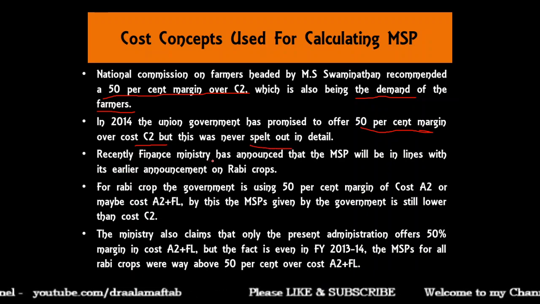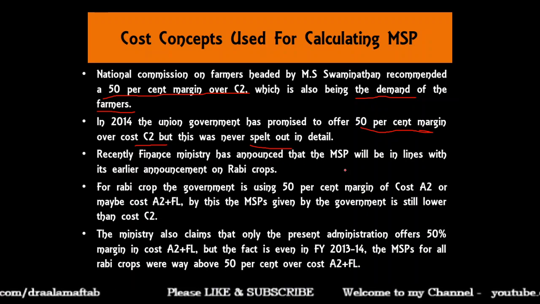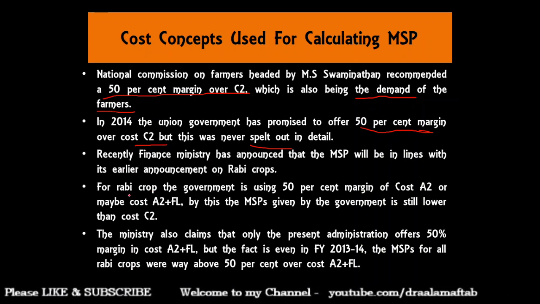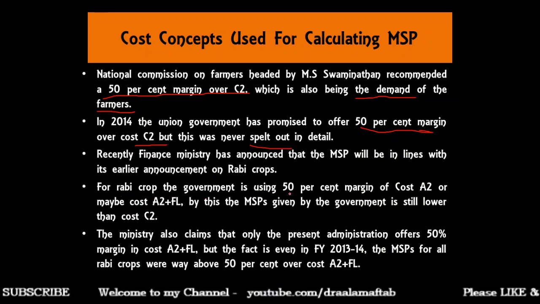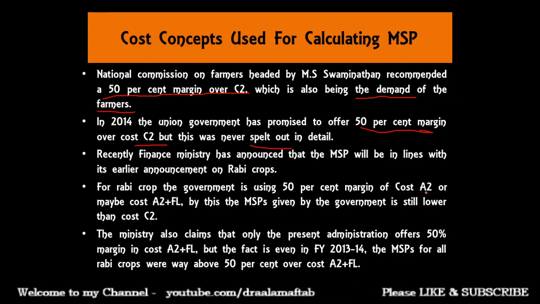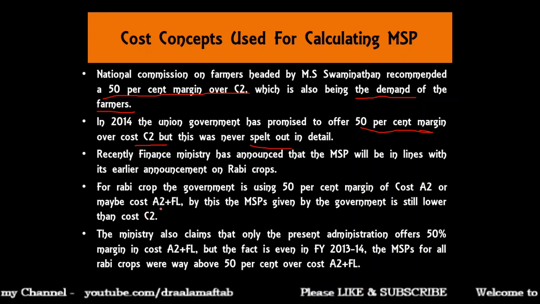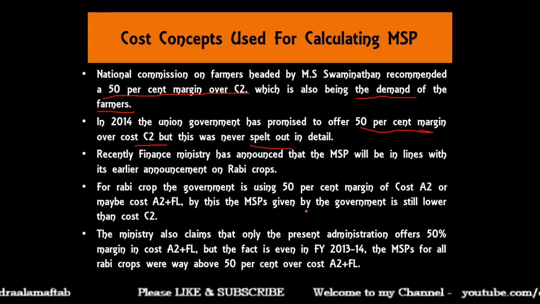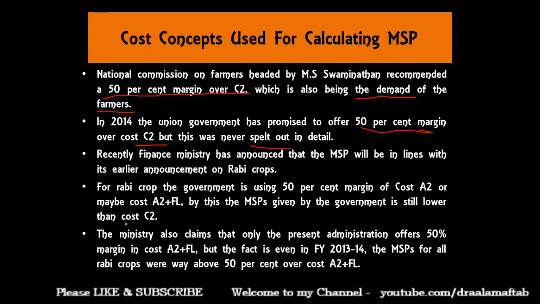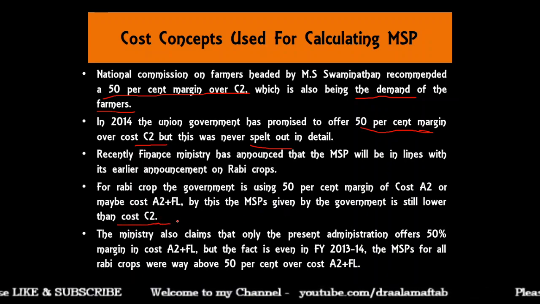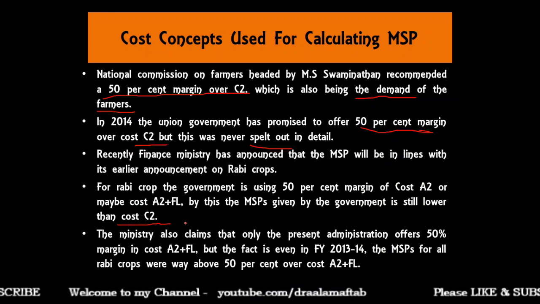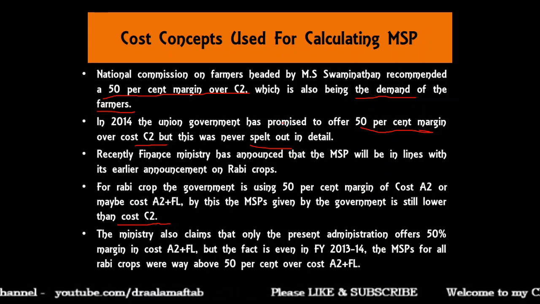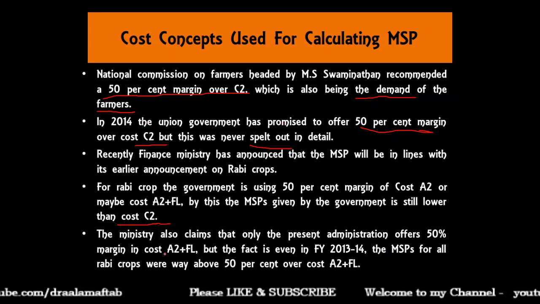Recently, the Ministry has announced that MSP will be in line with the earlier announcement on Rabi crops. But for Rabi crops, the government is using a 50% margin over cost A2, or maybe cost A2 plus FL. By this, the MSP given by the government is still lower than cost C2, which is the comprehensive cost concept suggested by the commission, by M.S. Swaminathan, and demanded by the farmers.